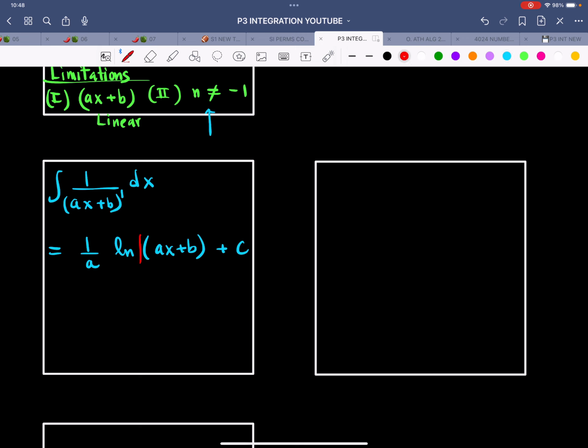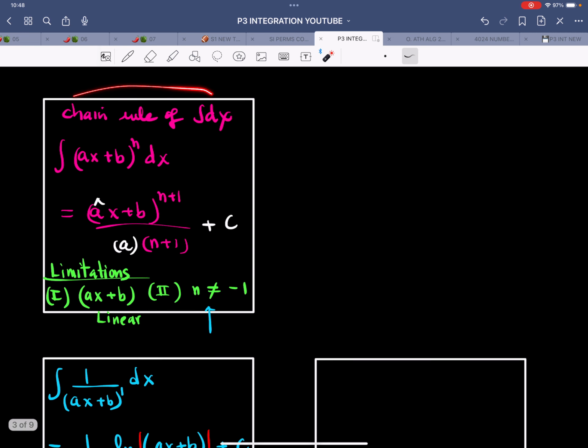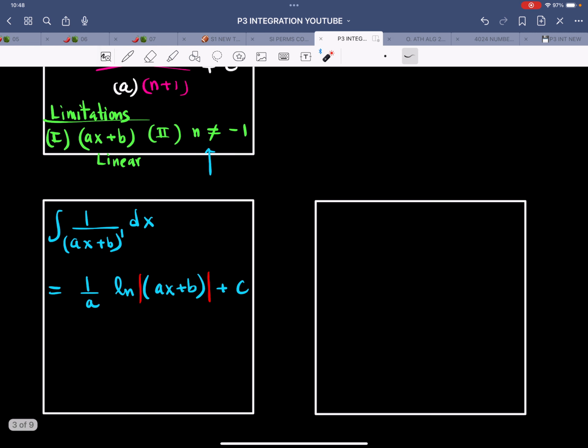It's preferable that we put a modulus sign over here. Why? Because ln only exists for positive values. That means when the chain rule fails, this will come into action and we will get this thing. That means if we differentiate this, we will recover back this. That is just giving you some extra touch. Extra additional support knowledge touch. That means you should be well aware that differentiation and integration are reversible process.